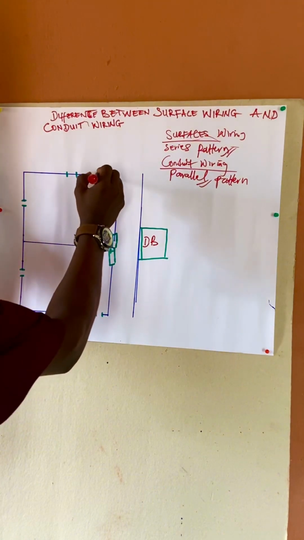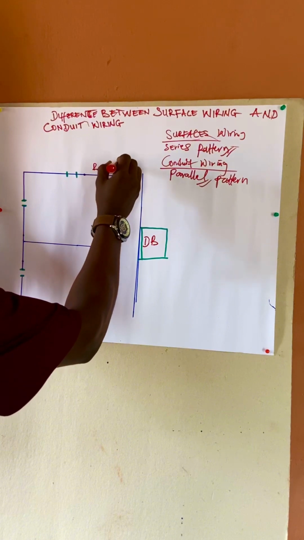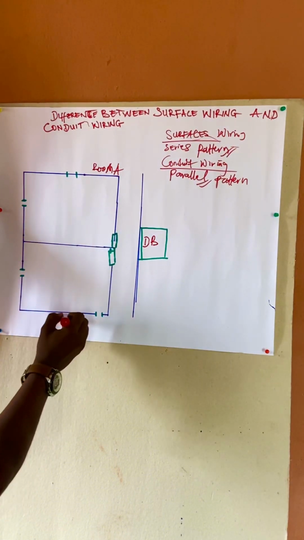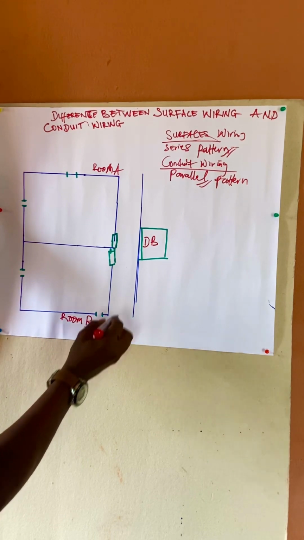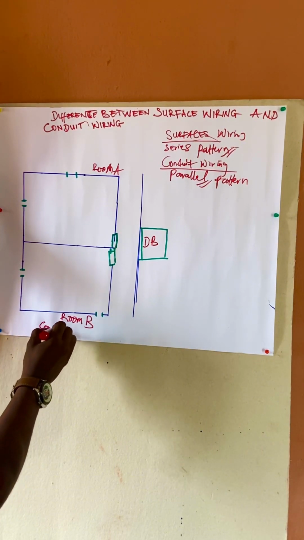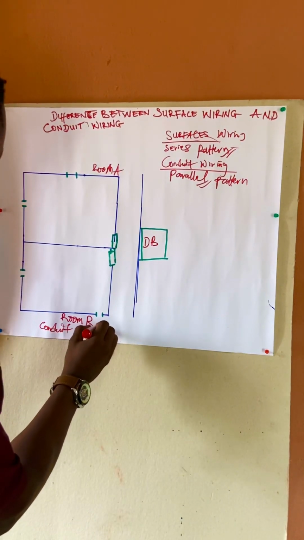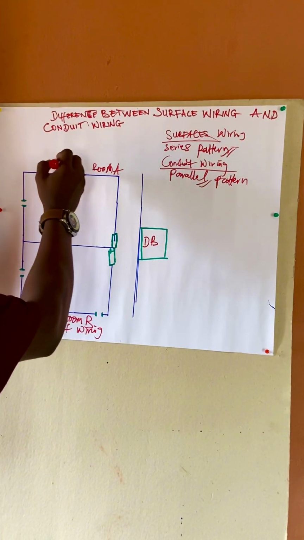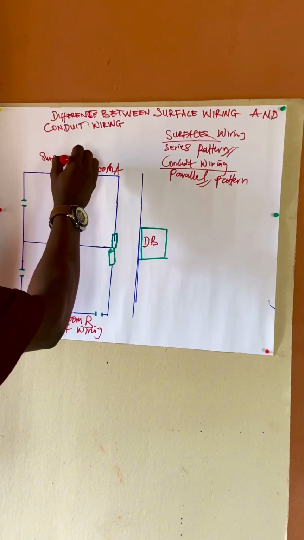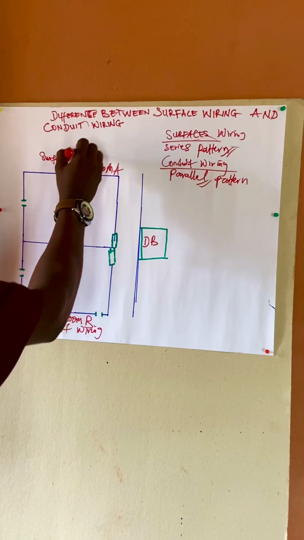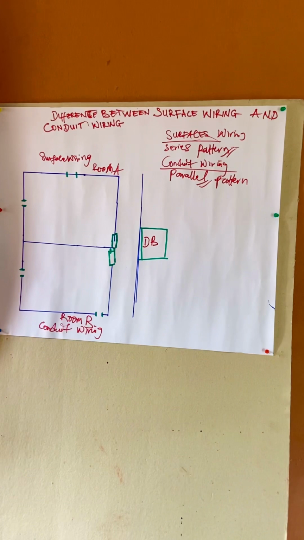So let's call this room A, and here let's call this room B. In room B we go for conduit wiring, while this one goes with surface wiring. So room A is surface wiring, and room B is conduit wiring.